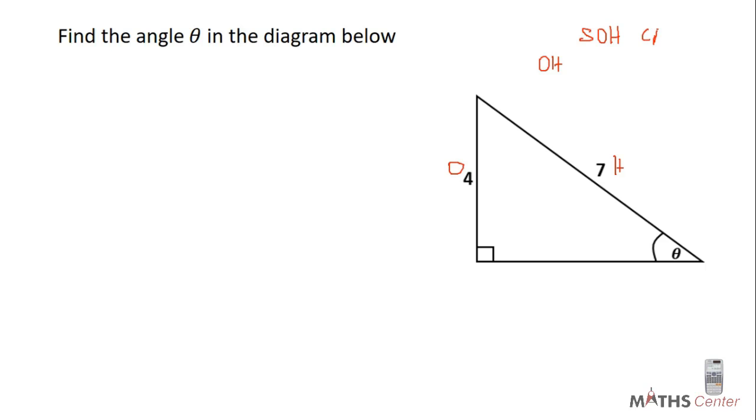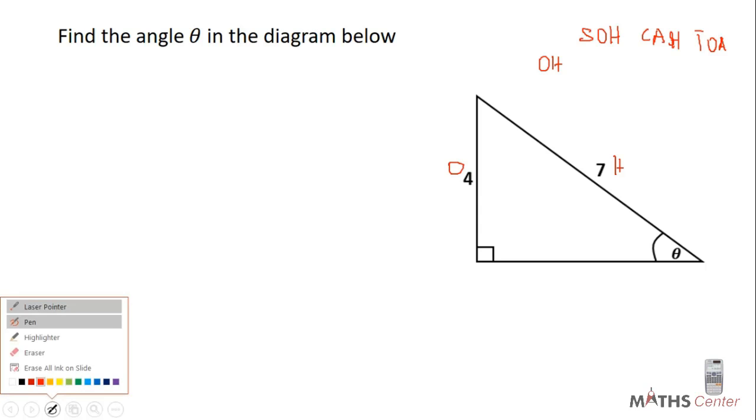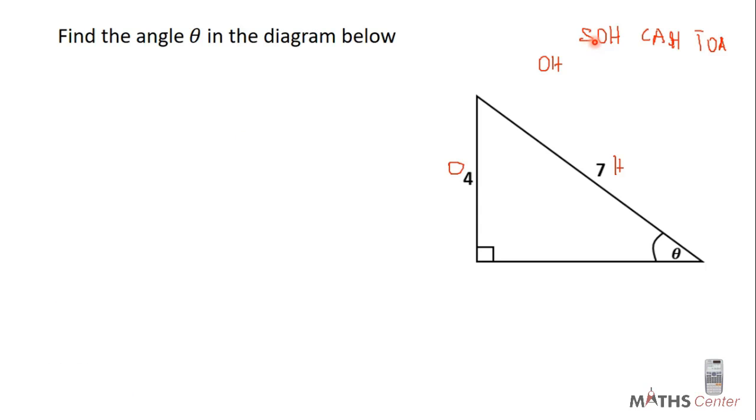So, SOH CAH TOA. Meaning that we should use sine if we have opposite and hypotenuse. We should use cos if we have adjacent and hypotenuse. And we should use tan if we have opposite and adjacent. Here we have opposite and hypotenuse. So we are going to use the first one, which is sine.